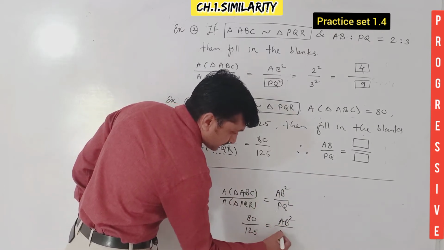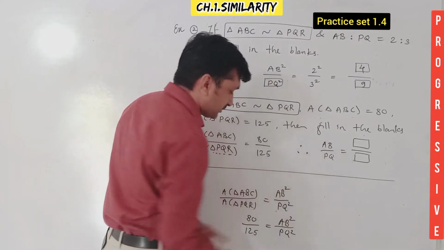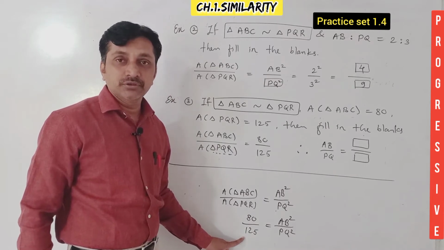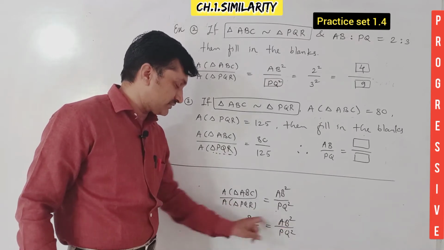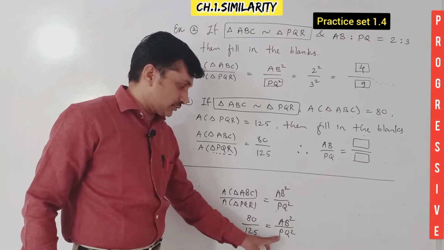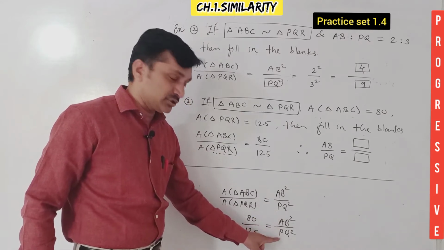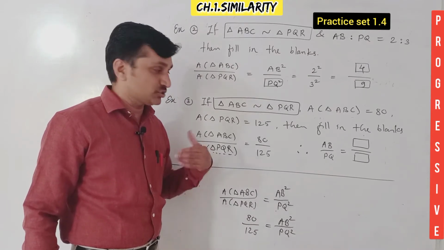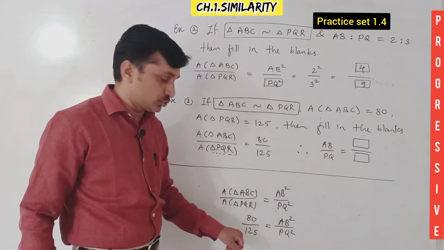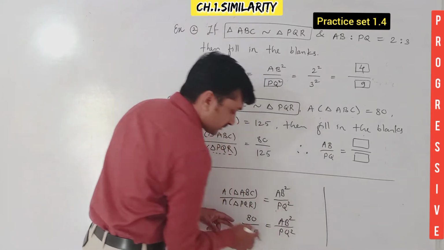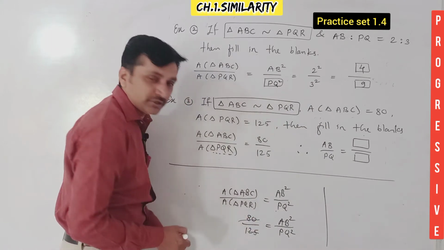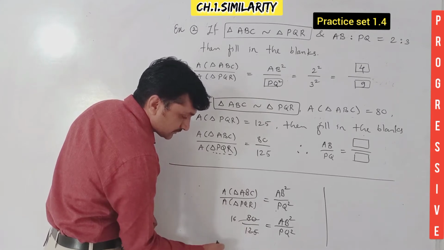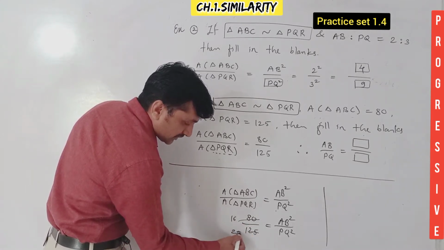We want AB upon PQ, and here squares are there. Therefore what we have to do, we have to take square roots of both sides, all four terms. AB square and PQ square are perfect squares, but 80 is not perfect and 125 is not perfect. If we want AB upon PQ, for that we want the square root, but these are not perfect squares. Then what to do? Reduce them. By which number can we reduce both? We can reduce by 5. 16 fives are 80, and here 25 fives are 125.